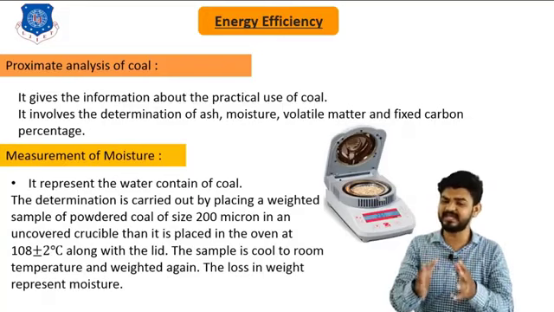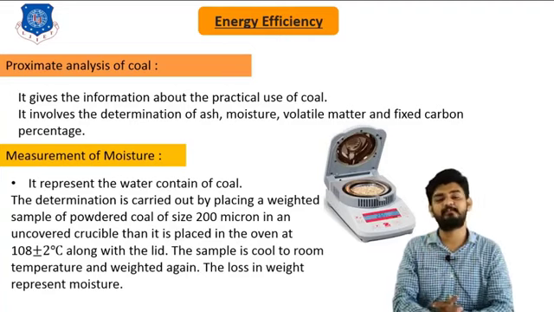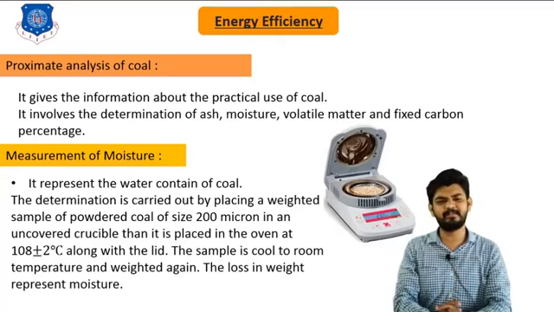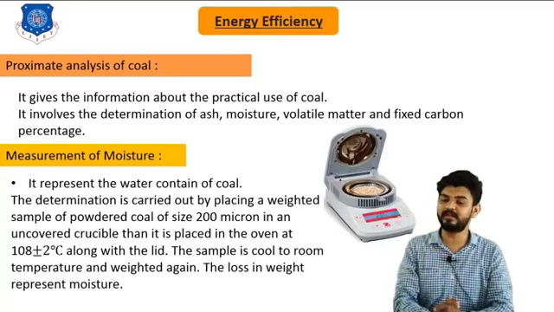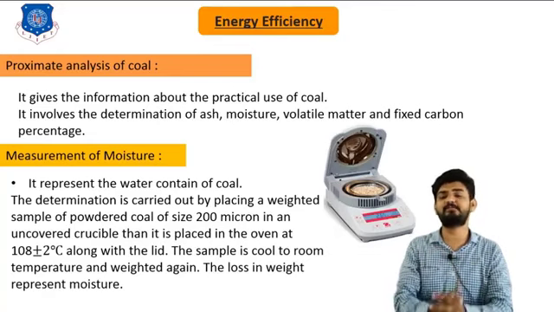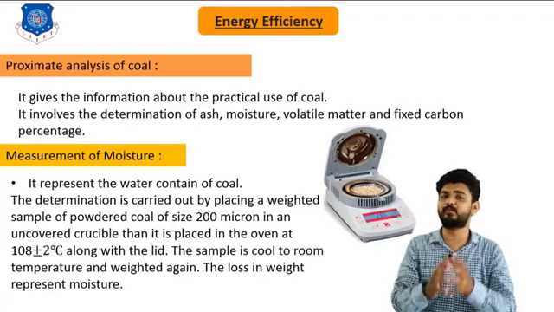Then it is placed in an oven at a temperature of 108 degrees plus or minus 2 degrees along with the lid. This sample is then cooled to room temperature and weighed again. The loss in weight represents the moisture content. So this is how we can measure the moisture content.